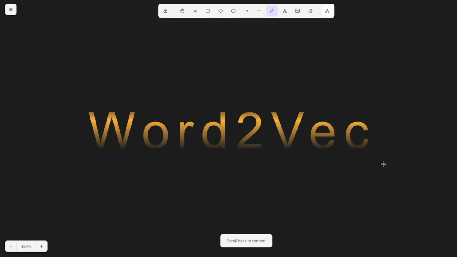Today we're going to be looking at Word2vec. It is a technique or an algorithm to convert words into vectors, or to give a representation of the words that are being passed as an input to the model. So let's get on to it.